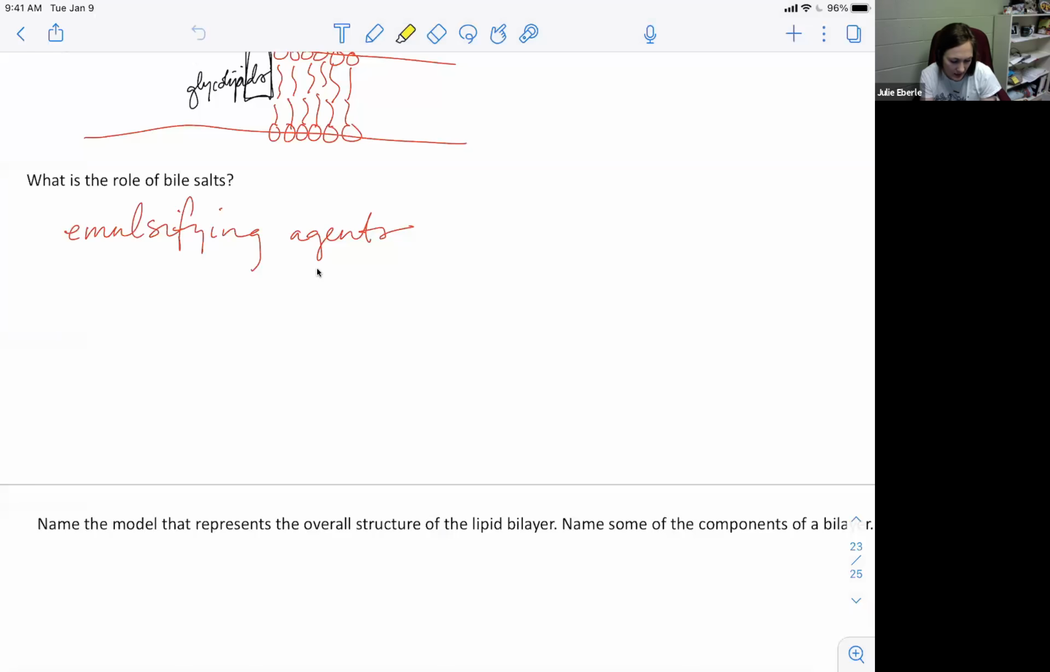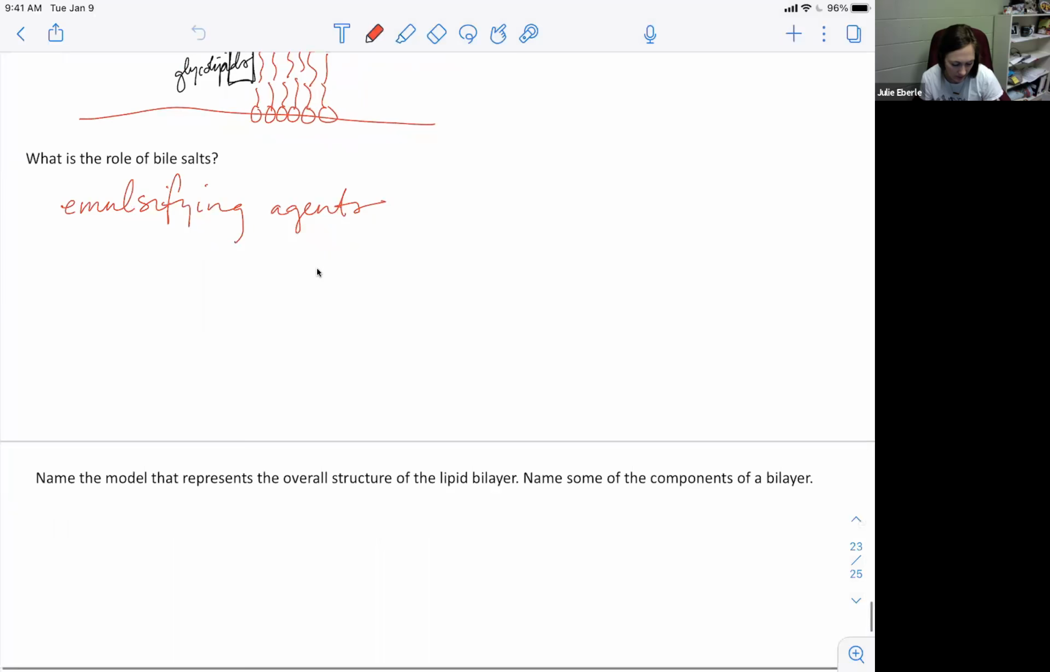Okay, so that's bile acids. That's the main role, is that they help in aid digestion. The main thing I want you to take away.